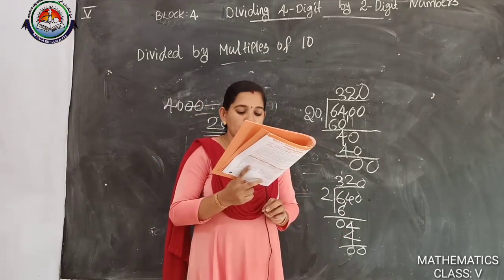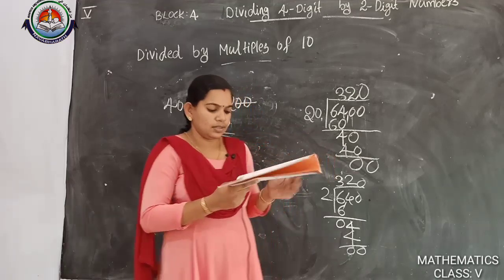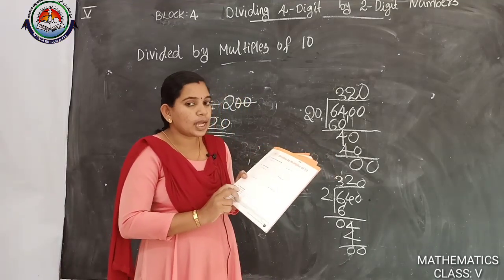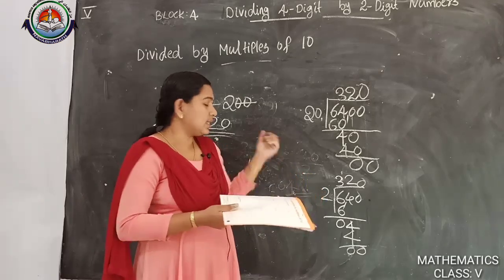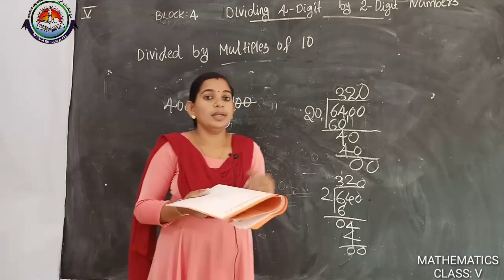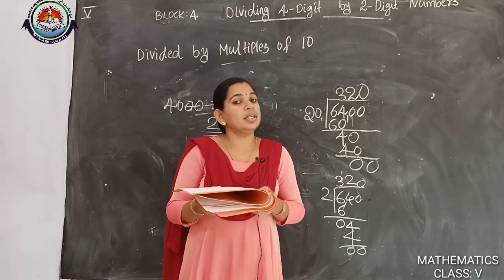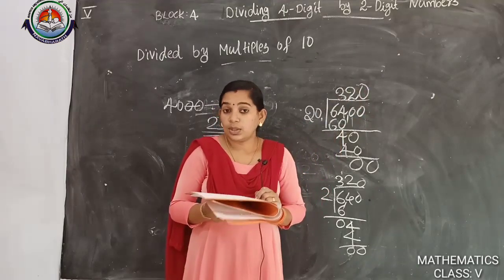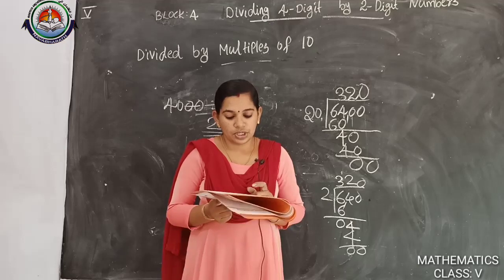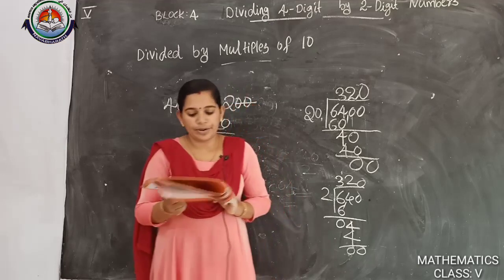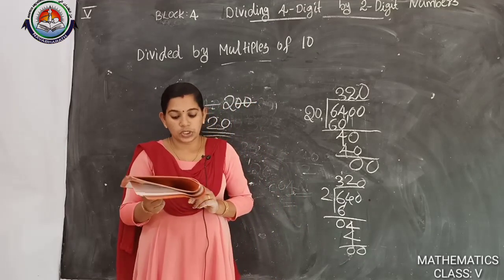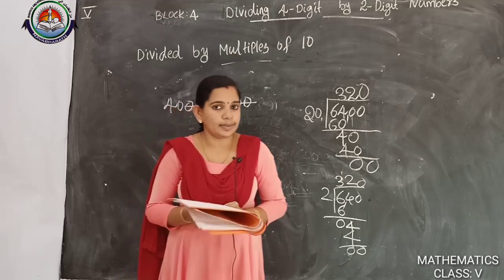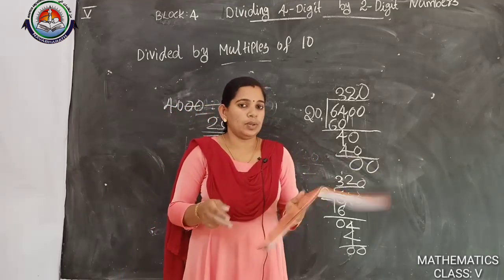The last question, fill in the blanks. Here 3,000 divided by 100 we will discuss. There are some mental calculation problems. So you divide and write the answer. 3,000 divided by 100; second, 6,000 divided by 300; third question, 8,000 divided by 200. So you will do it alone.